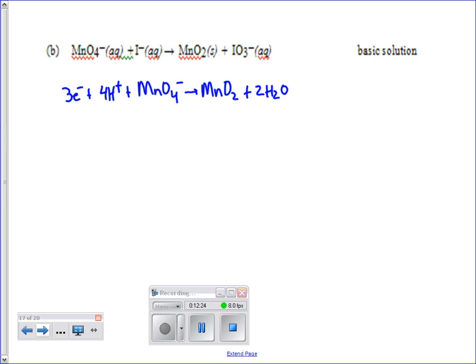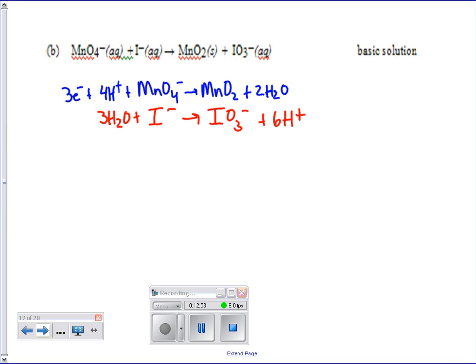Let's do the other one. We're going to look at what element again? I. So we're going to take I minus down and IO3 minus down. Balance everything but H's and O's. Done, right? Balance O's using water. How many, what side? Balance H using H pluses. How many, what side?